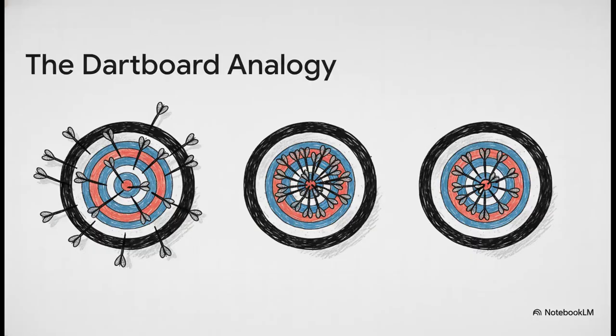And this dartboard analogy just makes it all click. Look at that first board. If your darts are scattered all over the place, well, that's not consistent or accurate. It's just a mess. Now look at the second board. The darts are all clustered together, which is great. That's high reliability, but they're nowhere near the bullseye, so it's not valid. The goal, of course, is that third board. All your darts are clustered tightly right in the center. That's the sweet spot: high reliability and high validity.